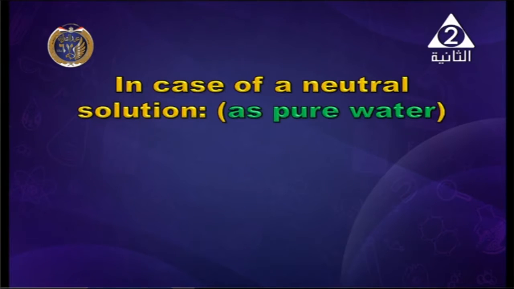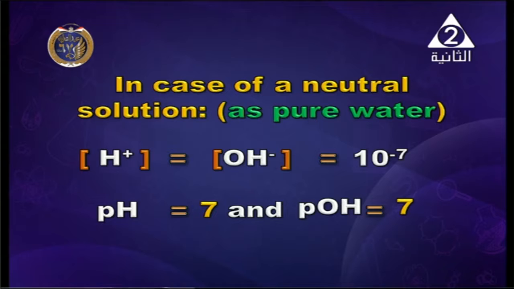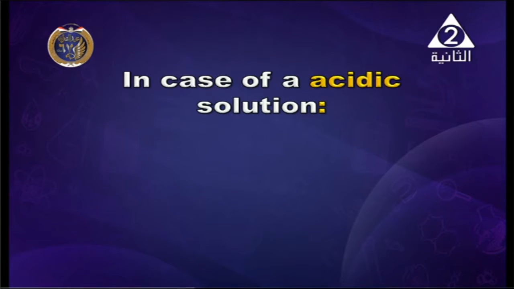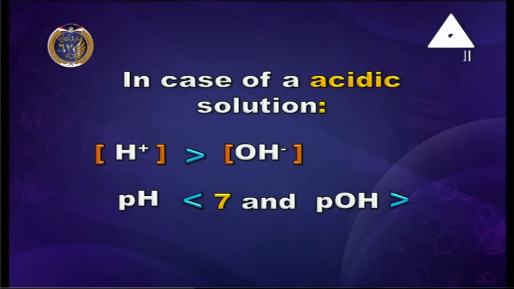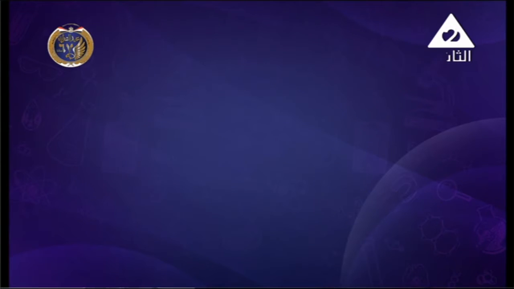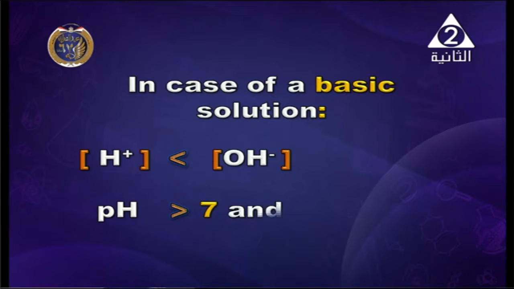In case of neutral solution, my dear student, as pure water, the concentration of hydrogen ion equals concentration of hydroxide ion equals 10 power negative 7. So, pH equals 7 and pOH equals 7. In case of acidic solution, the concentration of positive hydrogen ion is greater than concentration of negative hydroxide ion. So, pH is less than 7 and pOH is more than 7. In case of basic solution, concentration of hydrogen ion is less than concentration of negative hydroxide ion. So, pH is greater than 7 and pOH is less than 7.